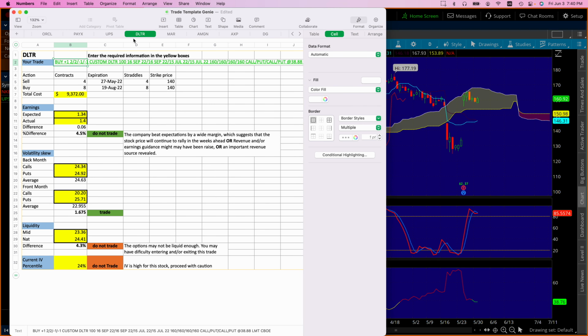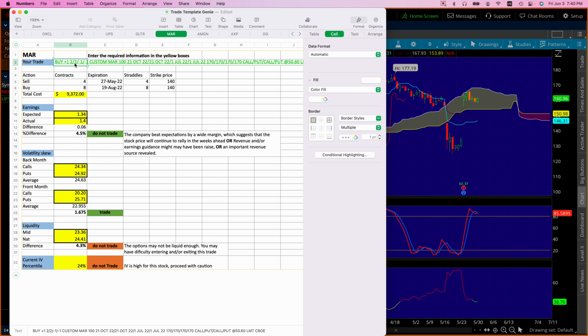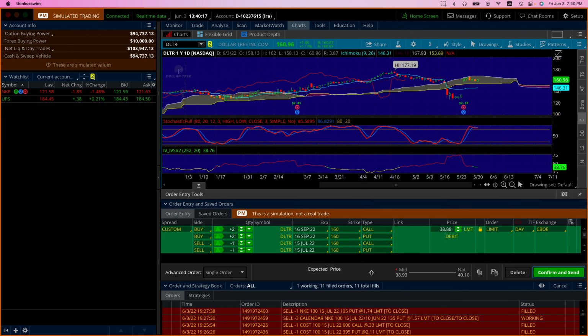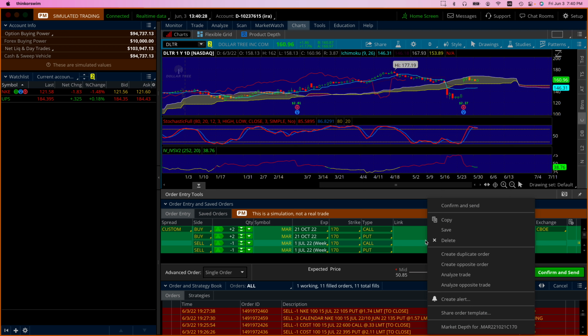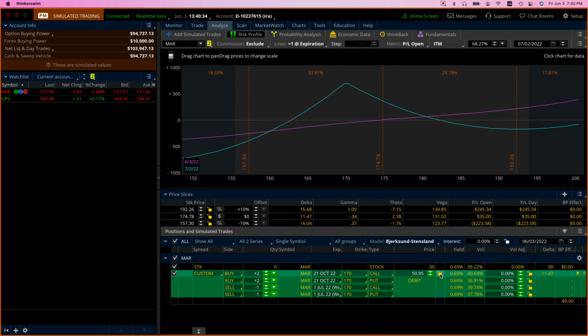Anyway, let's move on to the next one, which is Marriott. Let's copy the trade, and then if everything checks, we move on to the evaluation of the trade. Okay, so here it is. I'm just going to click on order right here. Bang, it shows up, and then right click and say analyze trade. And here it is. Open it, and it's 50.95.